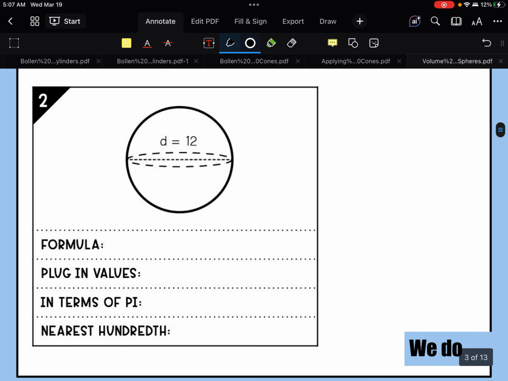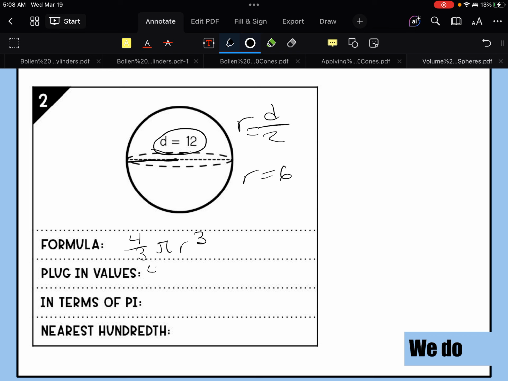All right, let's try that again. The volume of a sphere is 4/3 pi r cubed. We need our r. That's the one thing we don't have here. We have d. So r equals the diameter divided by 2, because we're only looking for half of this length. So r would be 6. We do 4/3 times pi times 6 cubed. Again, we're going to multiply 4/3 and 6 cubed here.